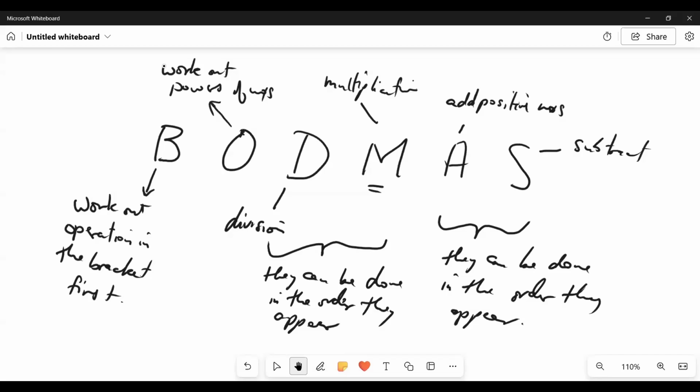Good. So we'll deal with some examples with brackets and powers of. And just now I want to deal with this division and multiplication thing, right? And why I'm saying that even though this says do division first, you can do them in the order in which they appear.